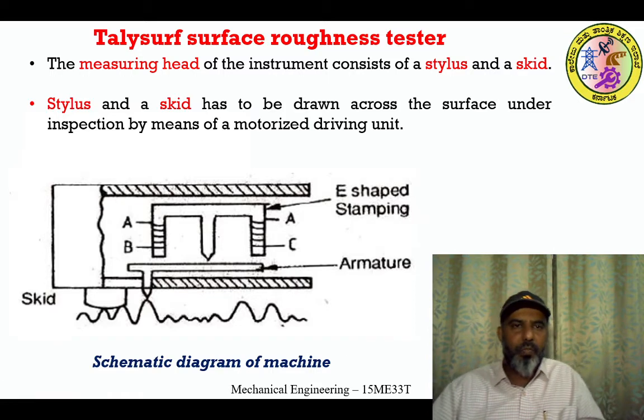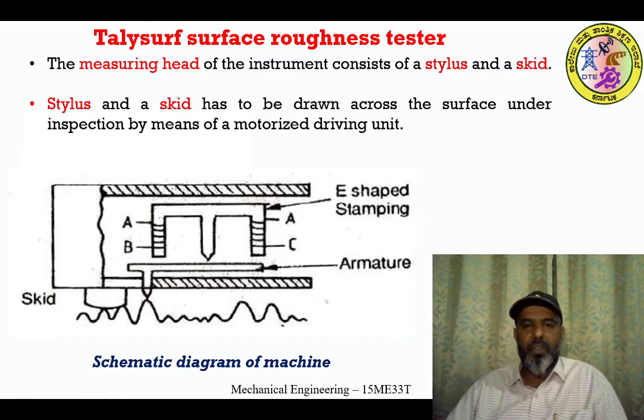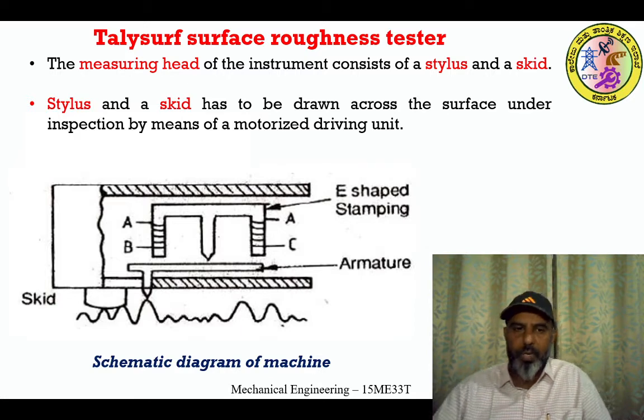In the construction of the Talysurf surface roughness tester, you should remember it has a measuring head. The measuring head consists of a stylus and a skid. The skid is also known as shoe. The stylus is guided by the skid. The skid and the stylus are made to be drawn across the surface under inspection, or the job under inspection, by means of a motorized driving unit.